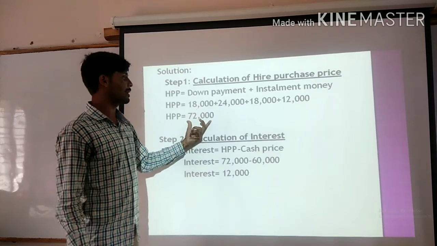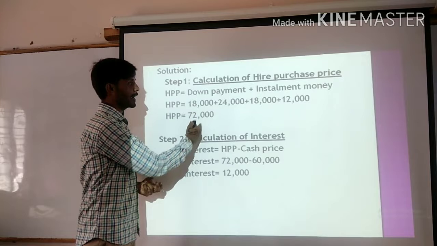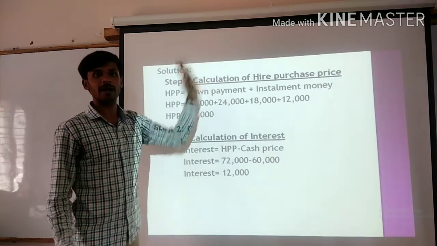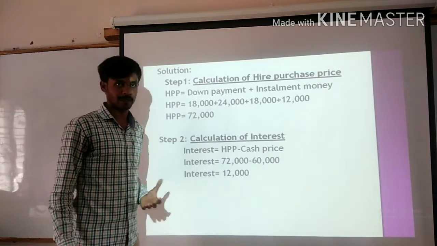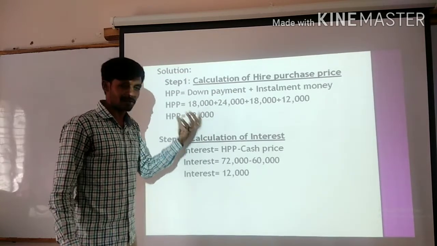Then we will arrive at the hire purchase price. That means the total amount which has been paid by the hire purchaser to the hire vendor for purchasing this asset under the hire purchase system. That is hire purchase price. We just need to calculate this.